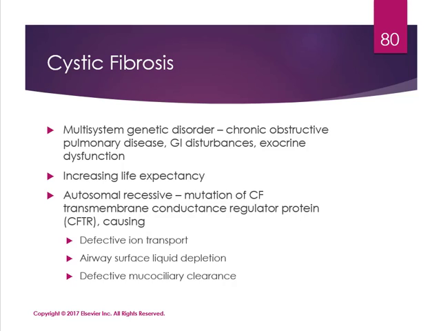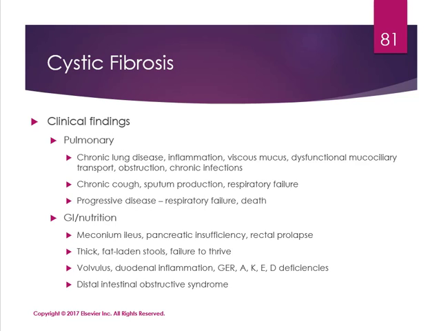Life expectancy for these kids is increasing, and there are new therapies that target the genetic defect to increase the lifespan. Clinically, you will find, pulmonary-wise, chronic lung disease, inflammation, thickened mucus, dysfunctional mucociliary transport, obstruction, and chronic infections. There can be a chronic cough and sputum production. There may be progressive disease, which could lead to respiratory failure and death.